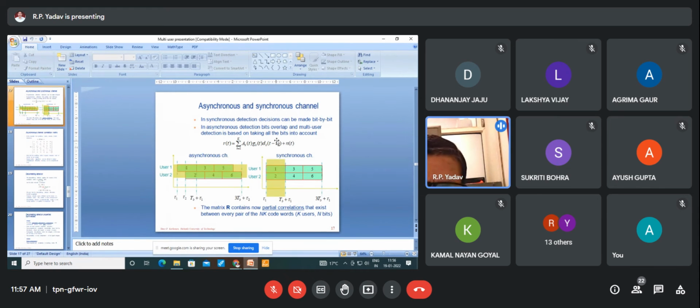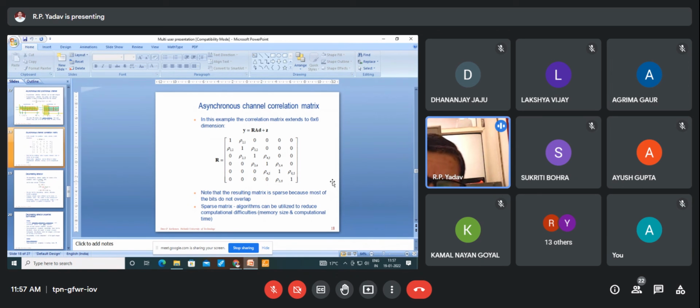So in synchronous detection, decisions can be made bit by bit, and in asynchronous detection, bits overlap. Look here, 1 and 2 are overlapping. Multi-user detection is based on taking all the bits into account; they are detected jointly, combinedly. The matrix R now contains partial correlations that exist between every pair of the N times K code words in the asynchronous channel.